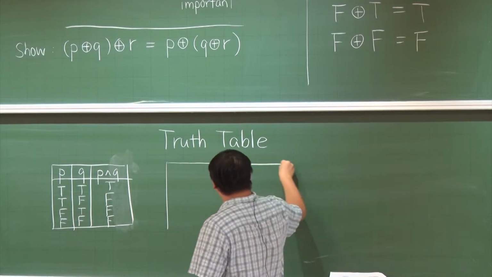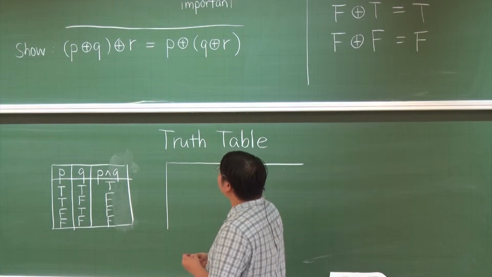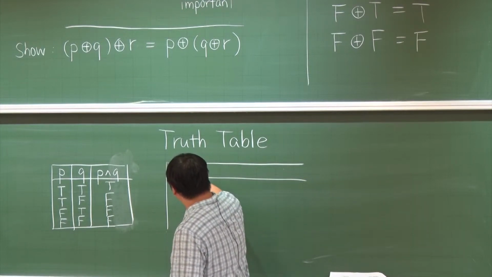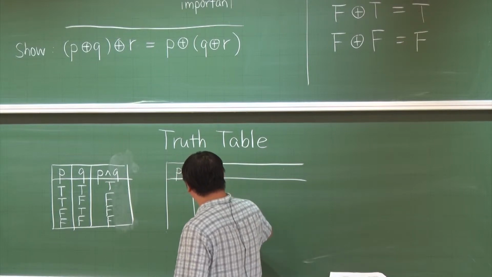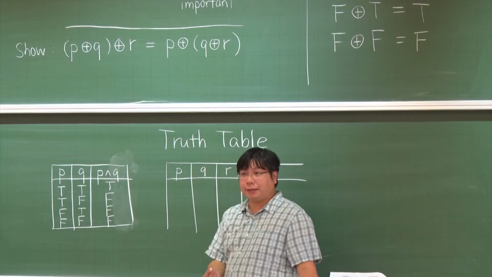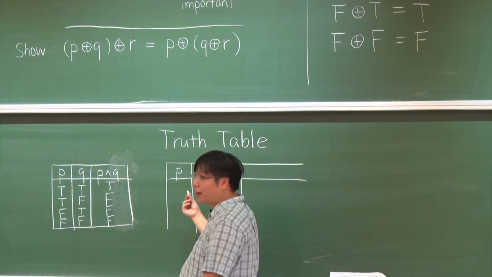So now what we're going to do, here it is more complicated. We have P, we have Q, and then we have R, right? And then how many cases are there? There are 8 cases. So what are these 8 cases?